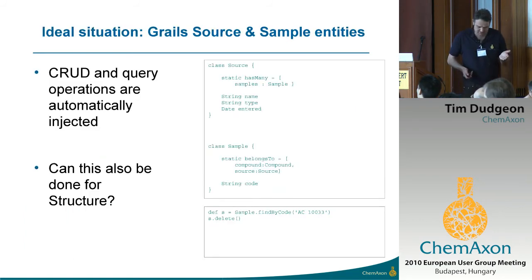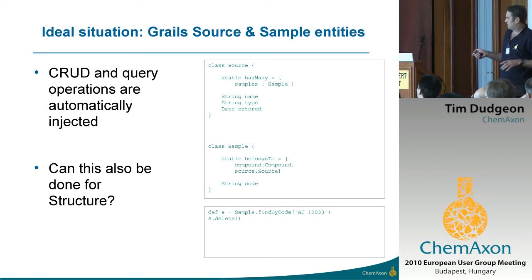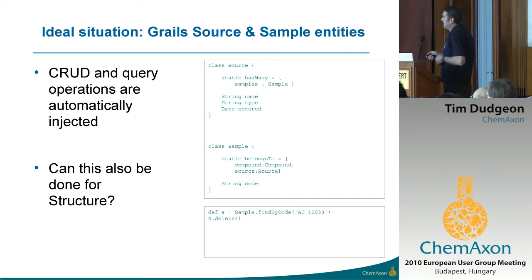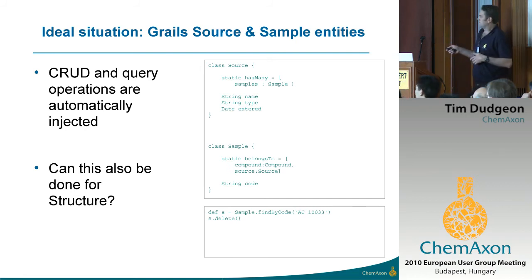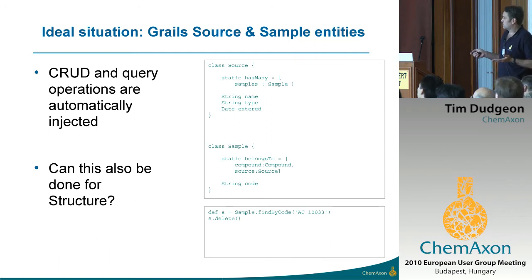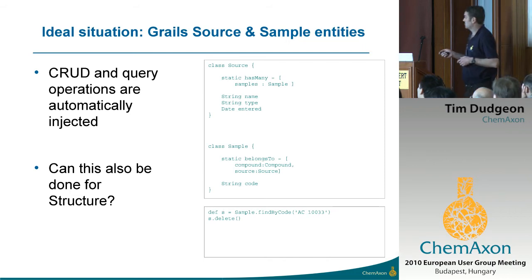So the ideal situation, meaning non-structural information, we've got 2 entities in our system, the source, which is basically who the compound comes from, and the sample, meaning how much of the compound there is and what its code is and things like that. This code is Groovy code, written as if it's a Groovy and Grails application. I could show Java code instead. Exactly the same would apply. It would just be 4 or 5 times as much code, so this is easier to show.